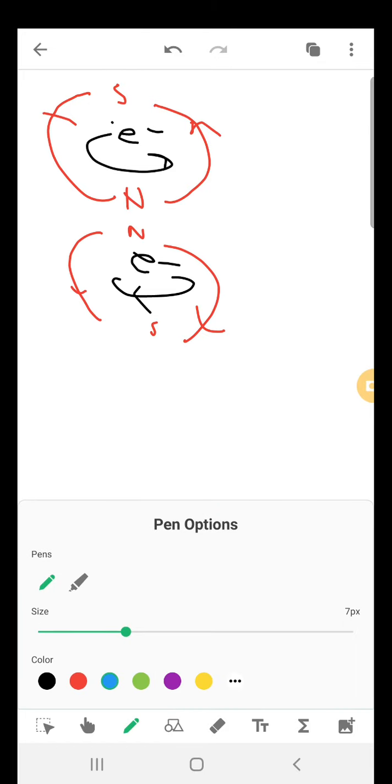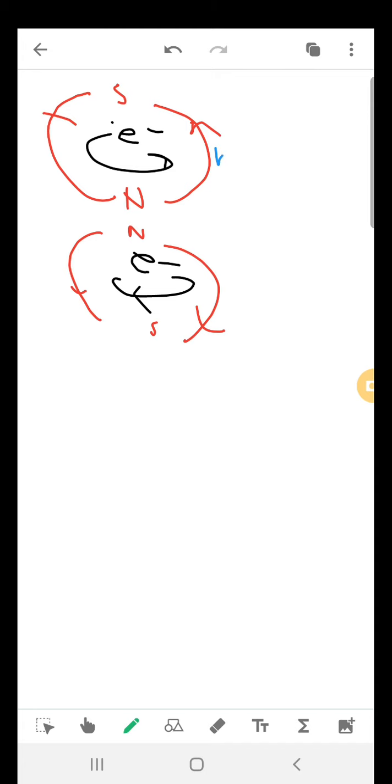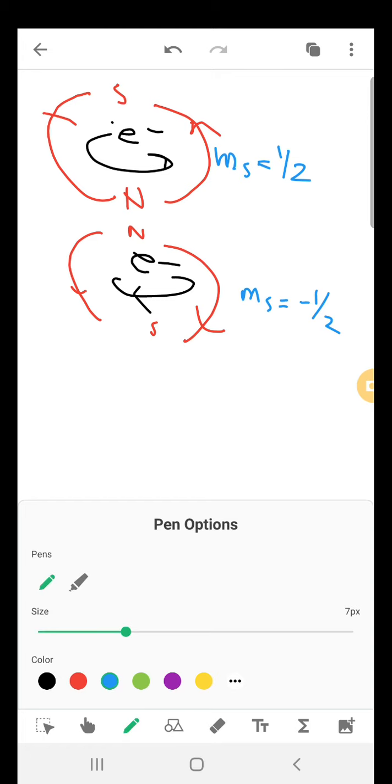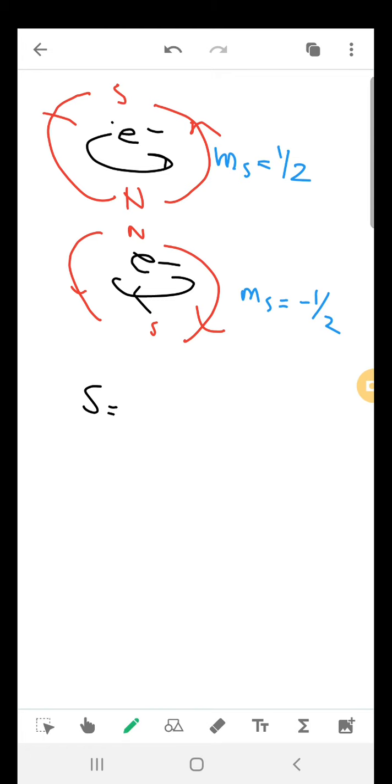The first configuration is denoted by the magnetic spin quantum number ms equal to 1 by 2, whereas the second one is denoted by minus 1 by 2. That means the spin quantum number s always has the value 1 by 2, and when we apply a magnetic field, let's say in the z direction, it splits. So ms can take values minus half or plus half depending upon the way the electron is revolving.